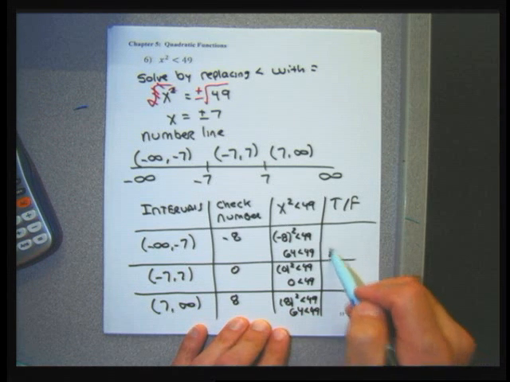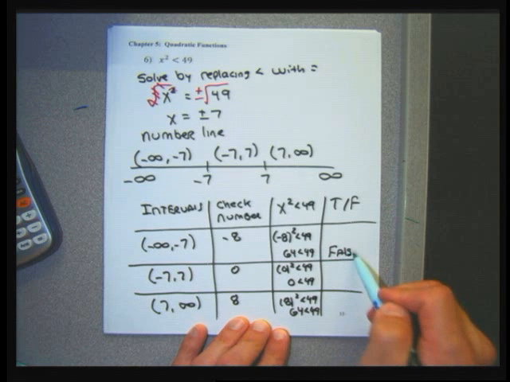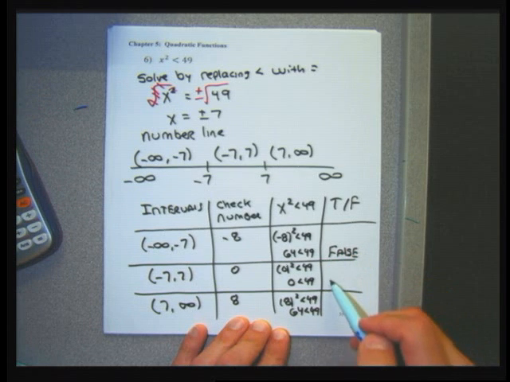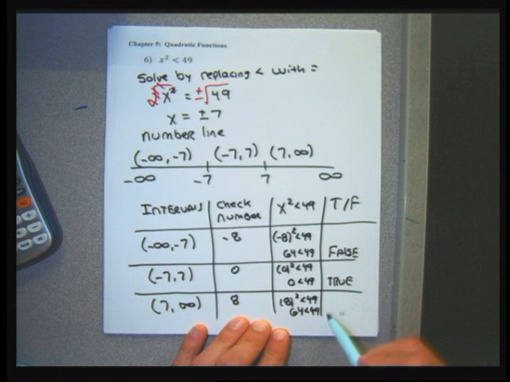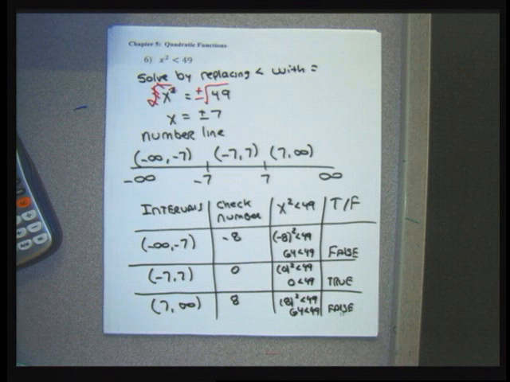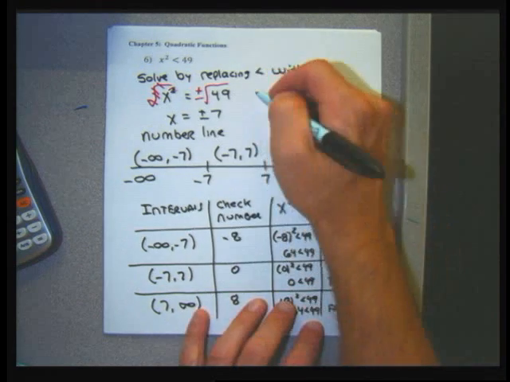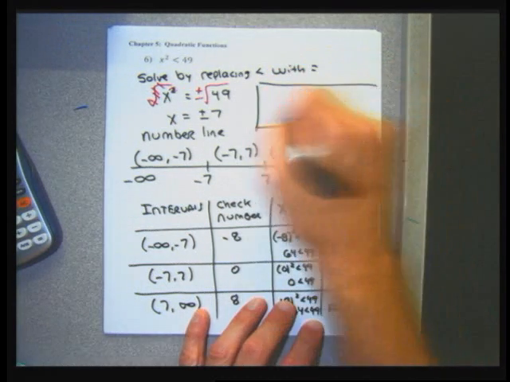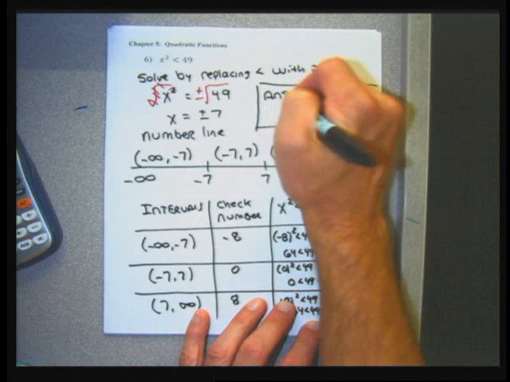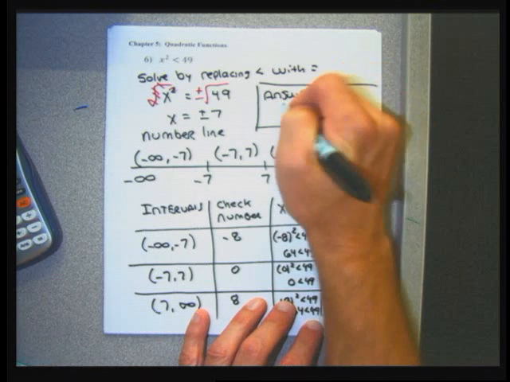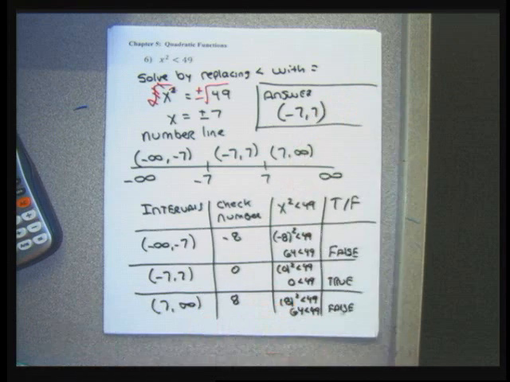Top one is false, because 64 is not smaller than 49. Middle one is true, because 0 is smaller than 49. Bottom one is false, because 64 is not smaller than 49. Hopefully you're already starting to see a pattern in the table. All the less than problems that we do, because they're all quadratics, are going to have that same feel in the table. So my answer is just the interval that I write true next to, and the interval that I wrote true next to is the interval from negative 7 to positive 7.